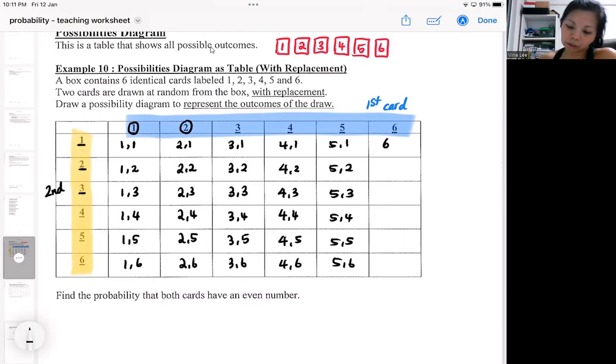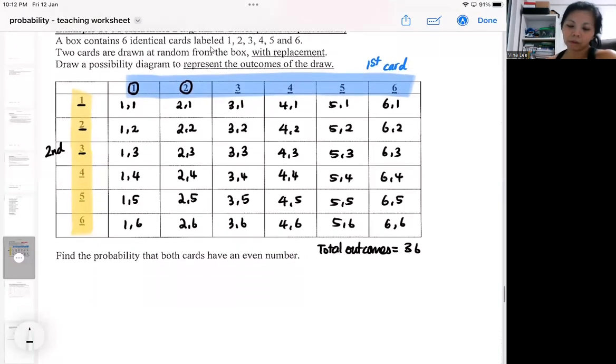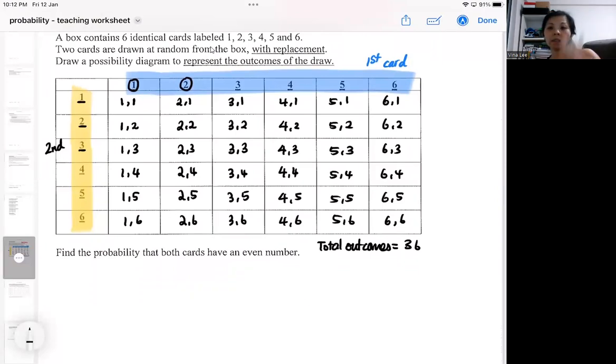So you should look at the total number of possible outcomes. If you look, there are 36 of them. Which means if you have 6 identical cards and you try to draw 2 with replacement, there are 36 possible outcomes that can happen.